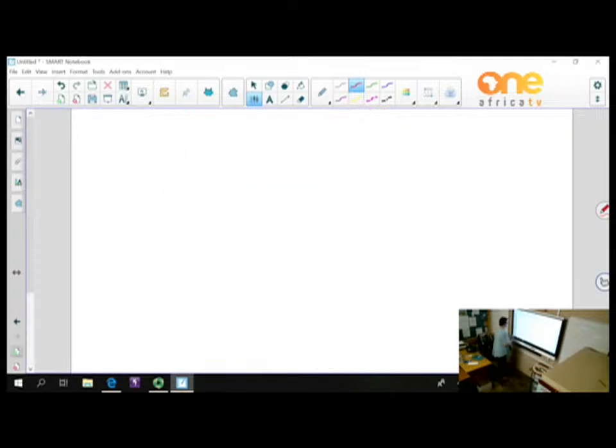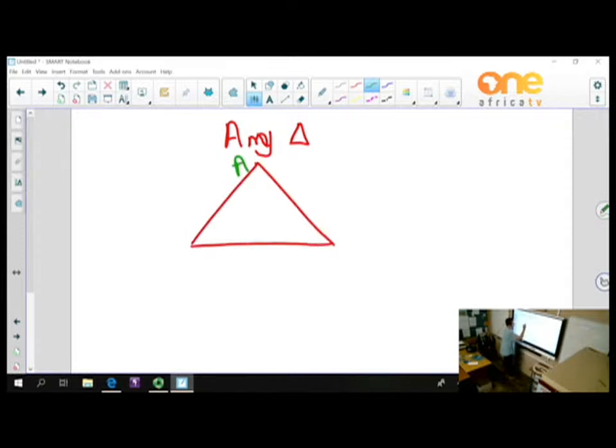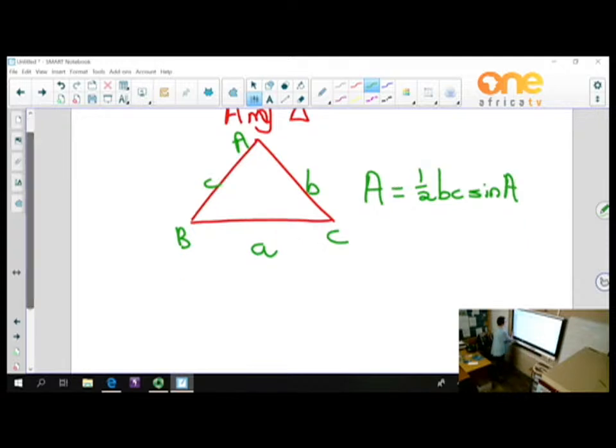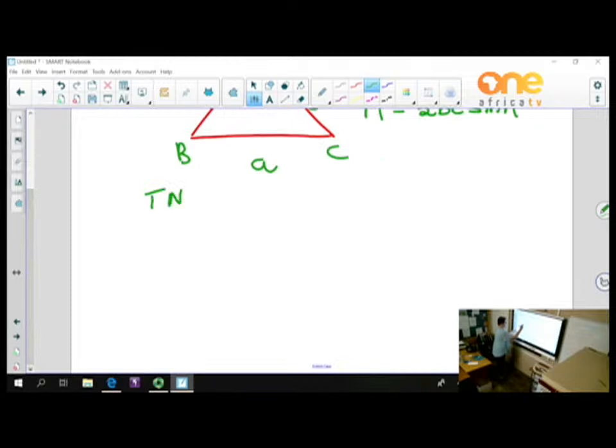Okay, so now we're going to look at any triangle. This is now any triangle. So let's just make sure that we understand the following. If this is triangle ABC, then this is A, this is B, and this is C. And the formula that you're working with now, the area, is half BC sine A. Half BC sine A. That will give us the area. So we're busy now with Try Now 24. That's the first one that we should look at there.